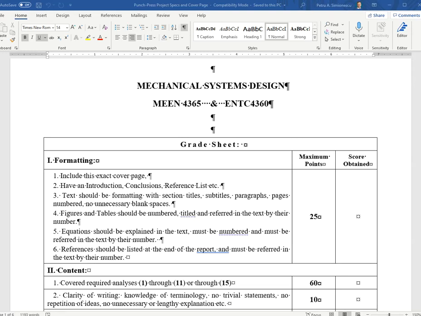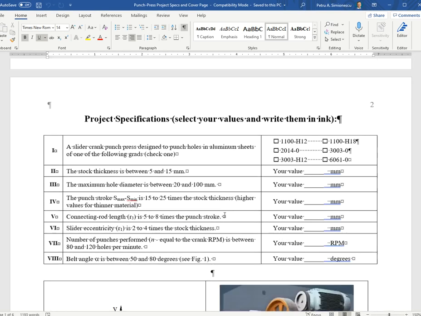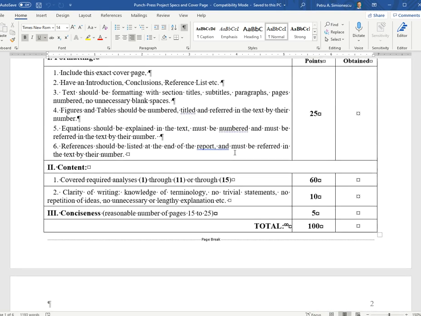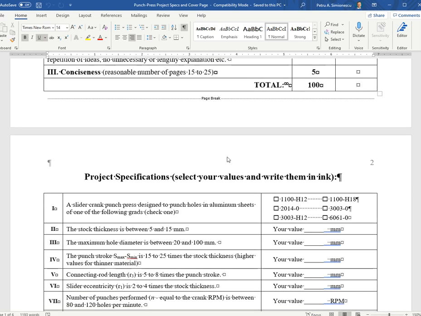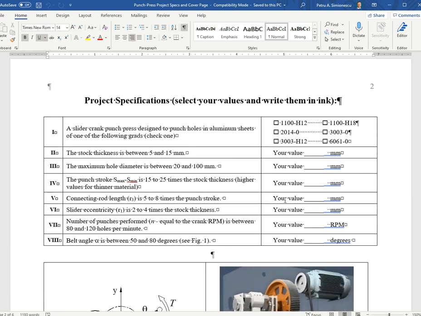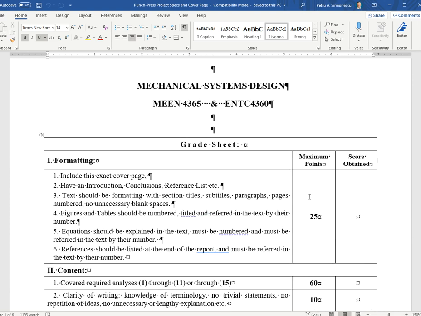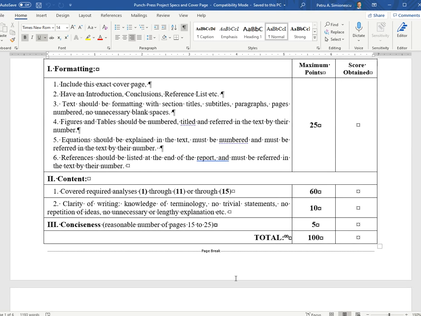This is a recording that will hopefully help you with expediting the work on your project. First piece of advice: read the grading scheme carefully. Make sure you don't lose points just because you haven't provided references and the formatting side.